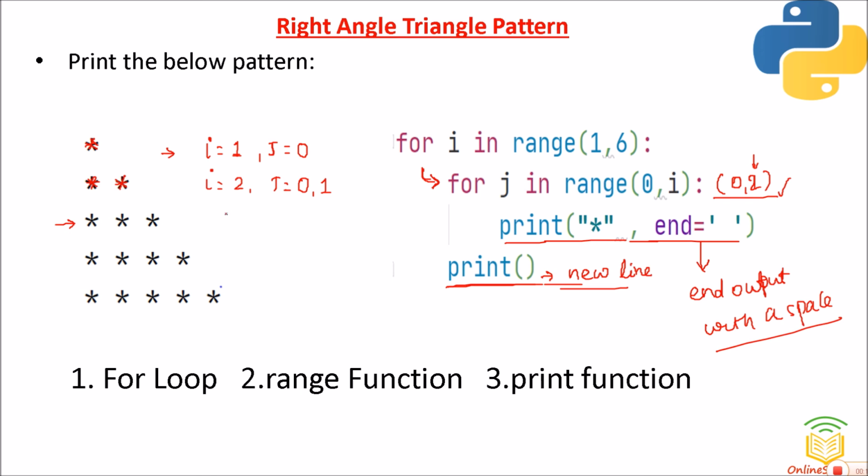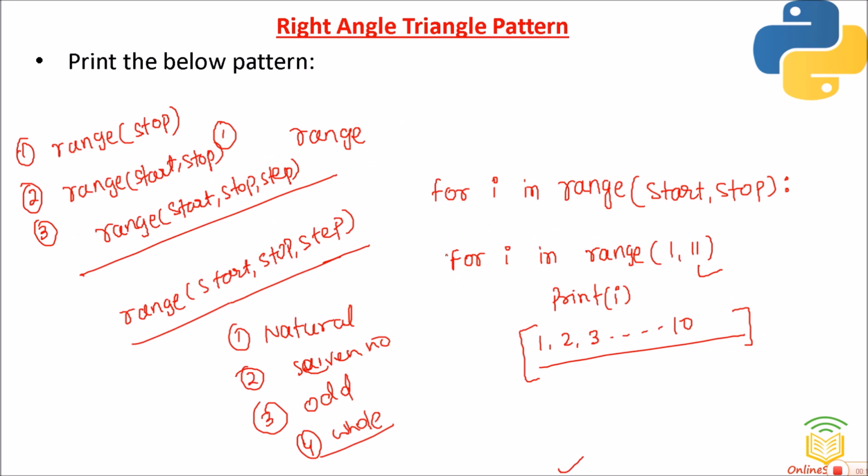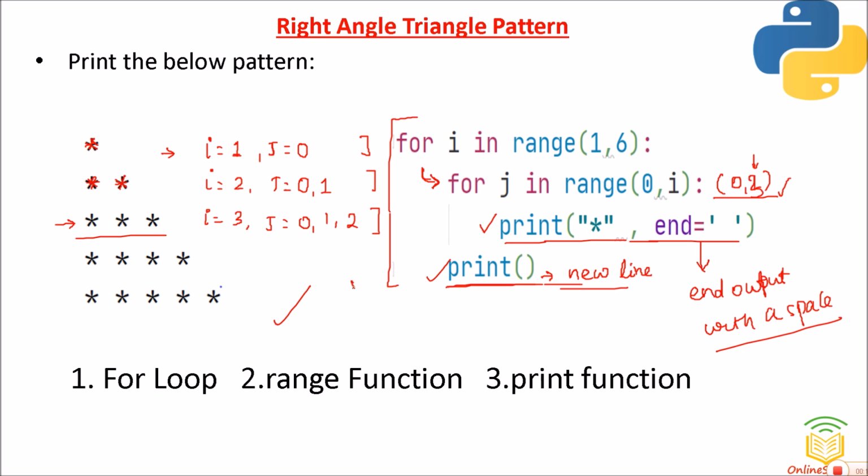Okay, then friends, again when i is equal to 3, then j will be 0 comma 3. That means j will print a star for 0, 1 and 2. The stop value will not be included and this pattern will be executed. So friends, you can see each and everything I have explained here: how your for loop range function works, how your print function works, what is the use of each and every print function, right? Okay friends, I hope the logic is very clear here, and now you will easily be able to print the star pattern in the right angle triangle form.